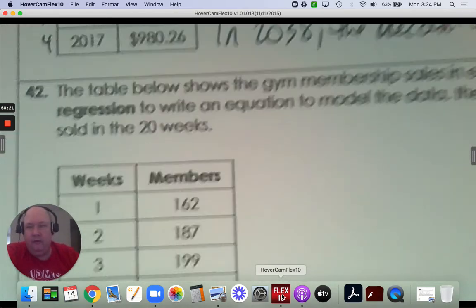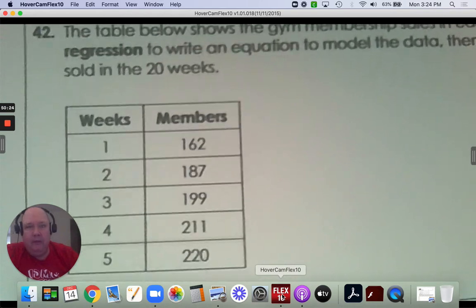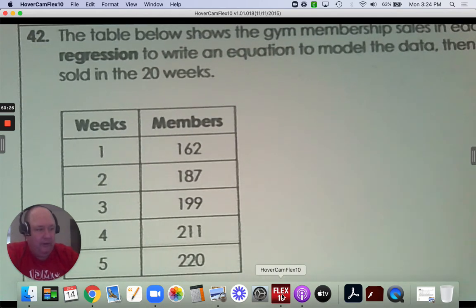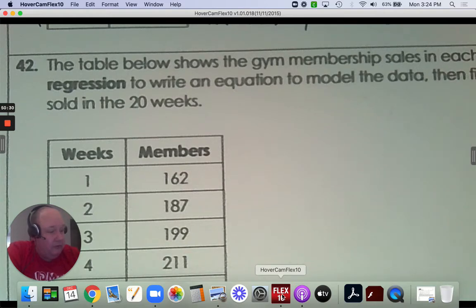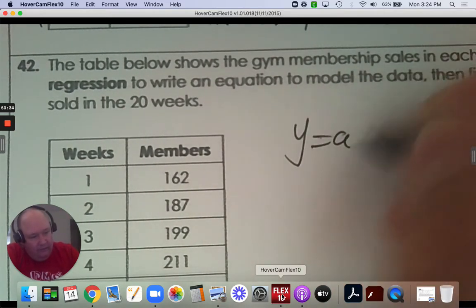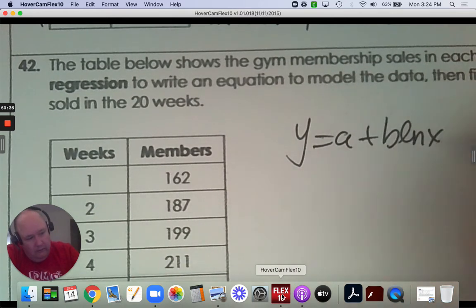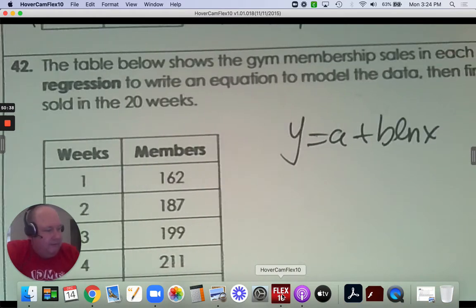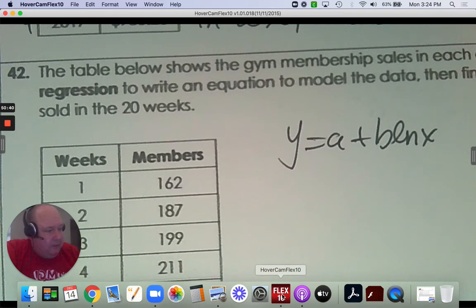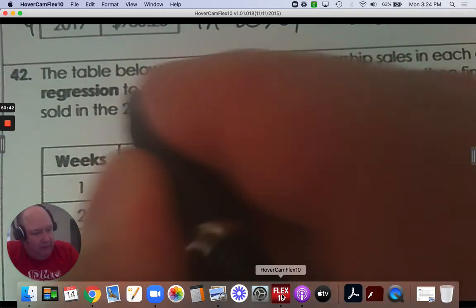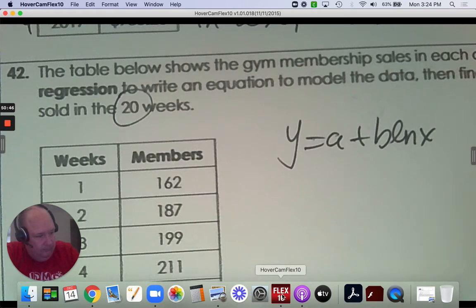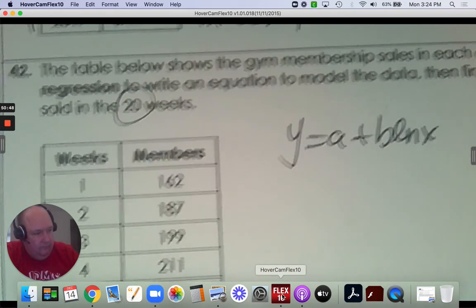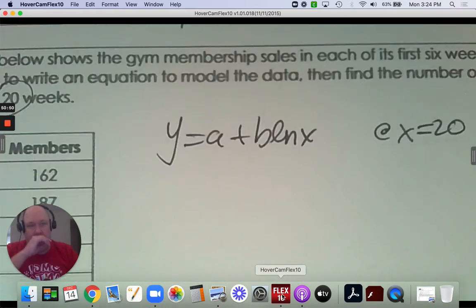Number 42. The table below shows the gym membership sales in each of its first 6 weeks. Use a logarithmic regression, that's this, and then find the number of gym memberships sold in 20 weeks. Okay, so that's what we're looking at.